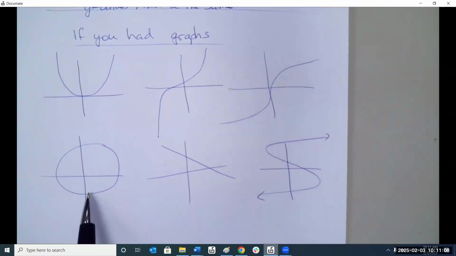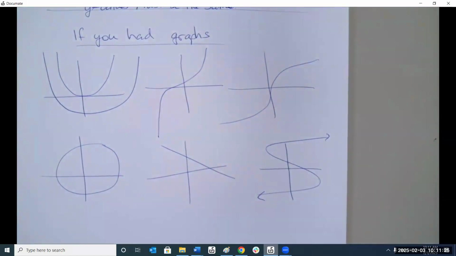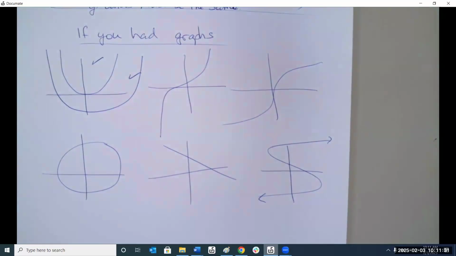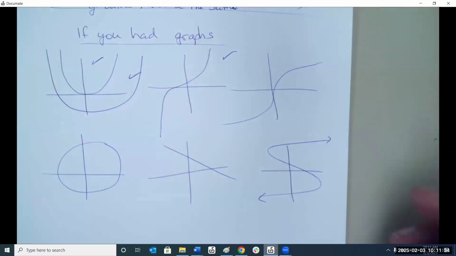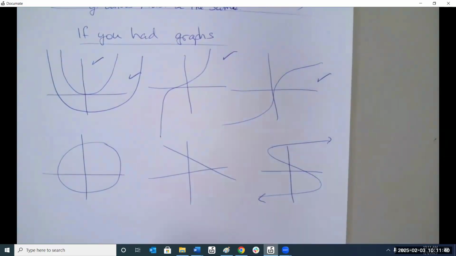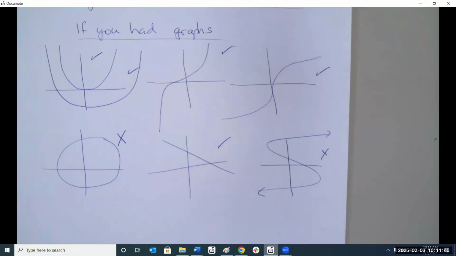Is this one a function? You say no. Why not? Well, if I do this one, is that one a function now? This one is a function. Both of these are functions, actually. This one is a function. This one is a function. This one is not. This one is. This one is not. Now, let's look at what they have similar to each other that they are and they aren't.